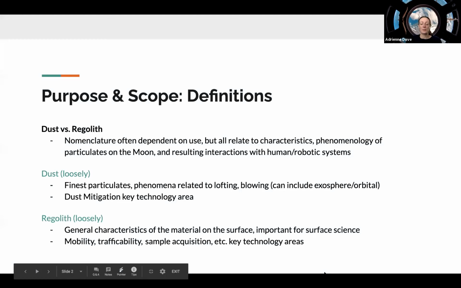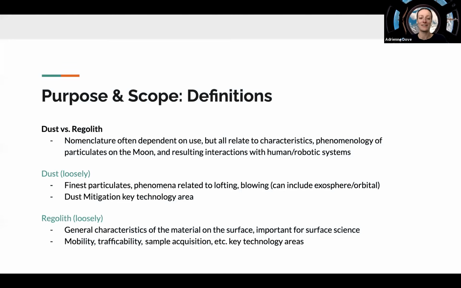So the purpose and scope of the workshop, obviously, as in the title, was to discuss dust and regolith on the lunar surface. And one of the things we tried to do during this was to sort of define what we meant by dust versus regolith. It's a nice spectrum of things, obviously, but we tried to define it for the purpose of the workshop and then in the report. And so the nomenclature we use, we tried to relate to the characteristics and the phenomenology of the particles that we were talking about, and how those resulted in interactions with both human and robotic systems.